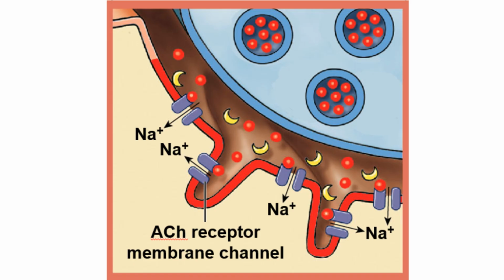The signal doesn't just hit the muscle anywhere. It targets a very specific region of the sarcolemma called the motor end plate. This is a specialized area of the muscle fiber's membrane that is packed with receptors, specifically designed to receive the chemical message sent by the motor neuron's synaptic terminal.